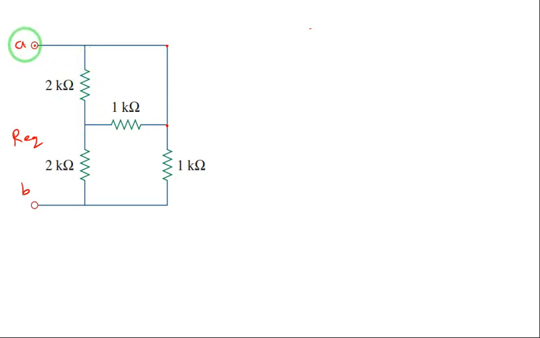Whatever potential is present here, the same potential will appear here, that is A, and there is no resistance in between these two, so this becomes A only. Just to understand this, let this be C. Here the 2 kilo ohms and the 1 kilo ohm are connected to the same pair of terminals, that is A and C. Therefore these two are in parallel, so it can be rewritten like this.